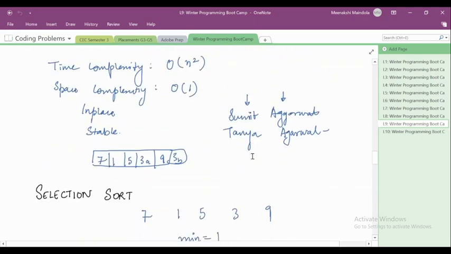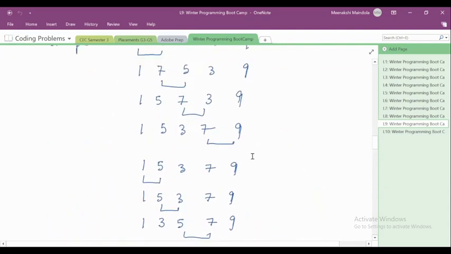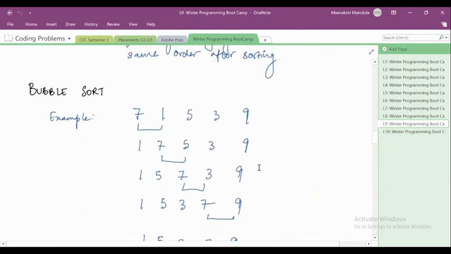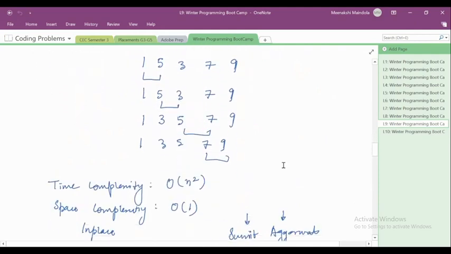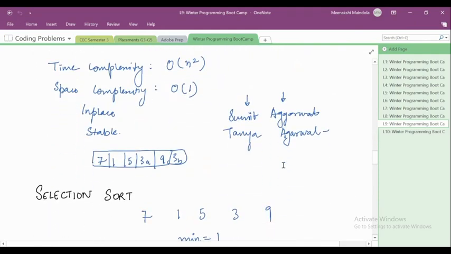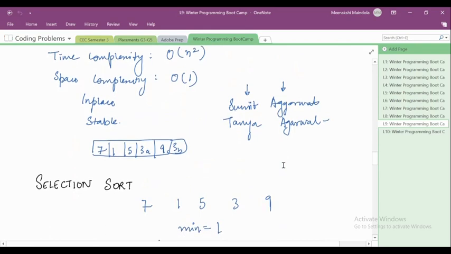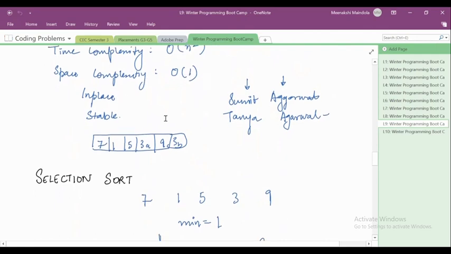We looked into bubble sort. We said that it is simply going to compare adjacent elements and swap them if they are not in the correct order. The time complexity is order of n square, and the space complexity is order of 1, which means that it is an in-place sorting algorithm, and we say that it is also stable.